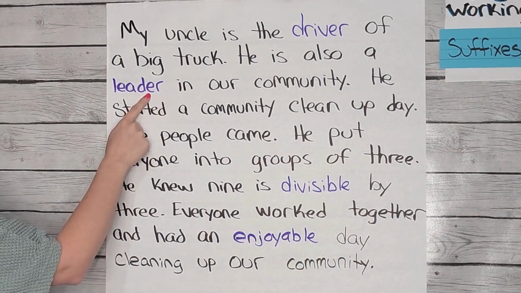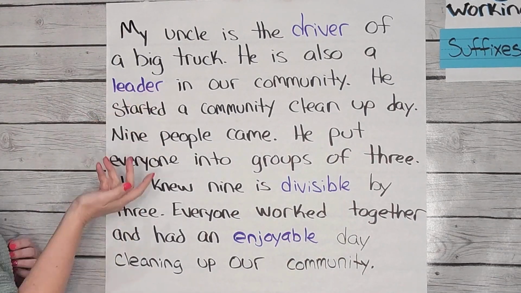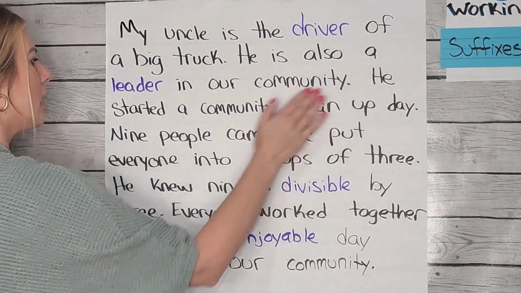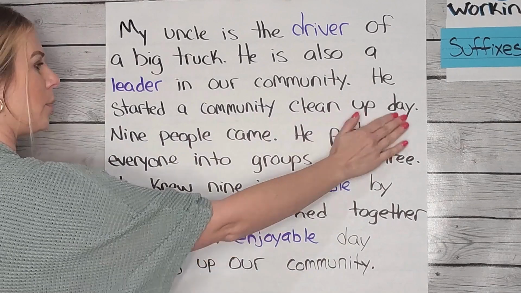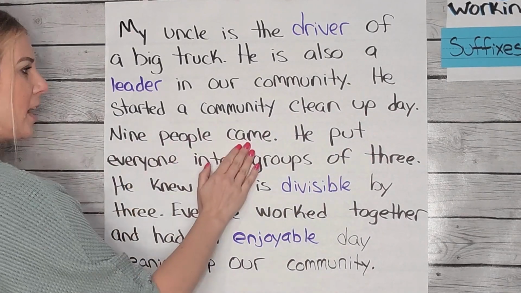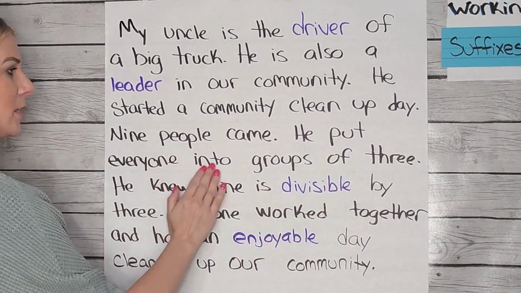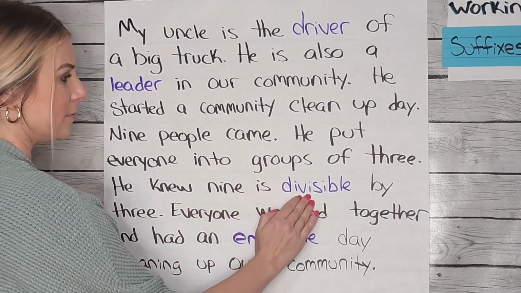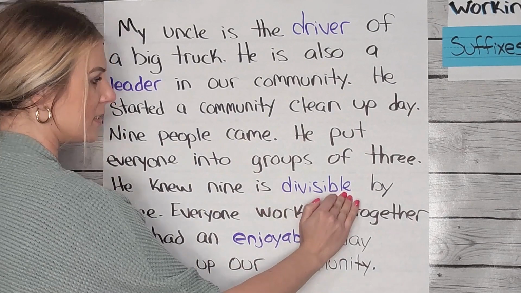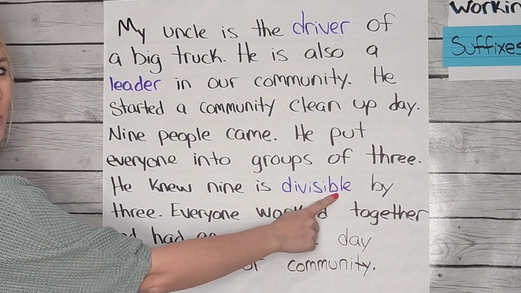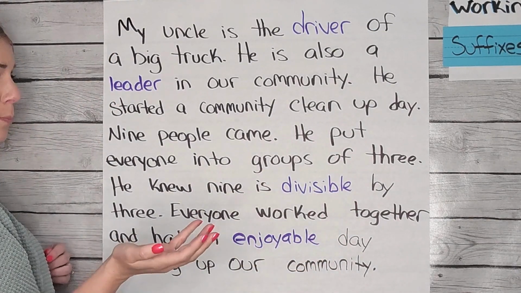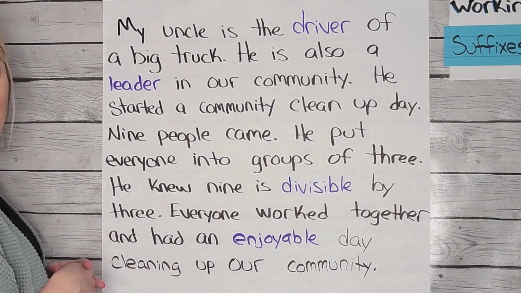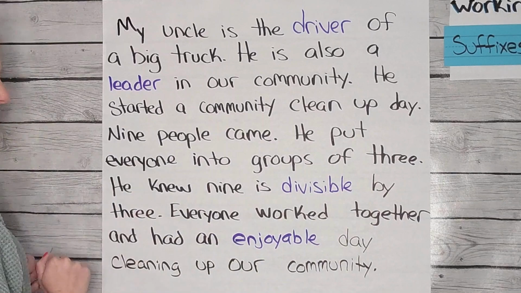I see that ER suffix again. So a leader must mean someone who leads in our community. He started a community cleanup day. 9 people came. He put everyone into groups of 3. He knew 9 is divisible. Divisible. I know able means able to be divided by, so divisible is able to be divided by 3.